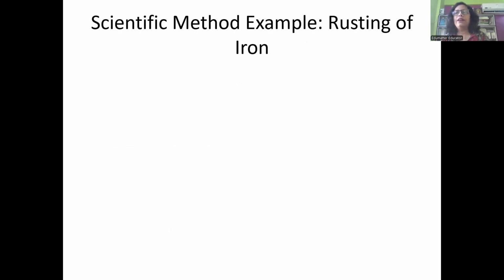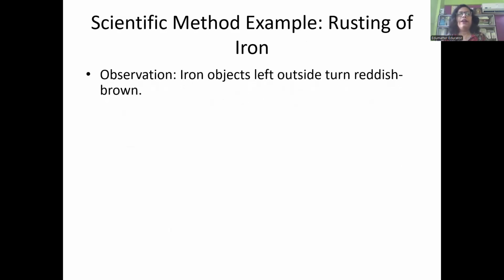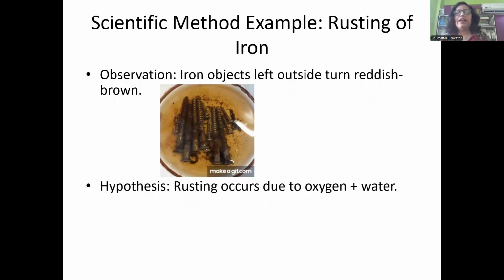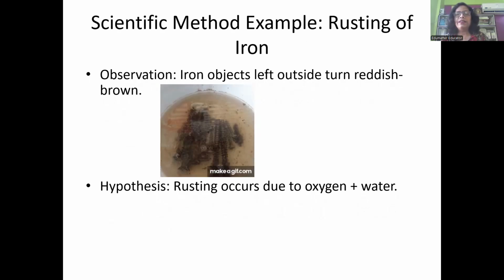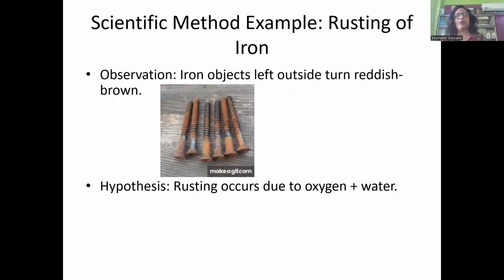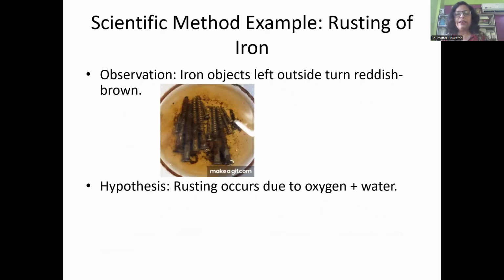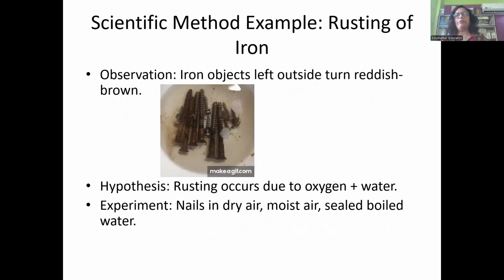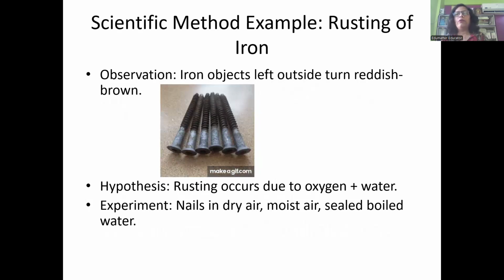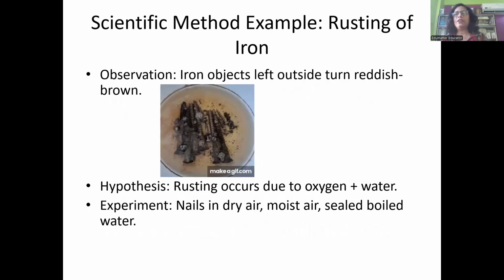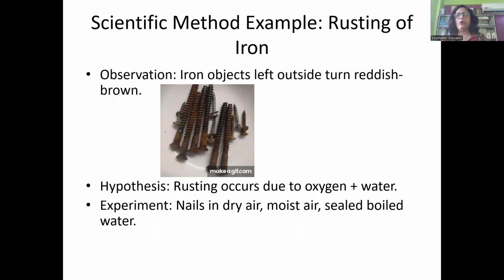We all have seen rusting of iron. Now the observation here is iron objects left outside turn reddish brown, which is called rusting. Now, hypothesis behind it is rusting occurs due to oxygen plus water. In presence of both oxygen and water, rusting takes place. Let us see how the experiment can be planned. So whether oxygen and water both are needed, that should be checked. Whether any of these are needed, that should be checked.